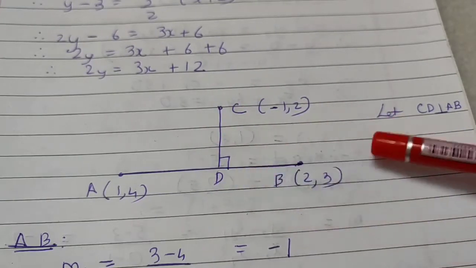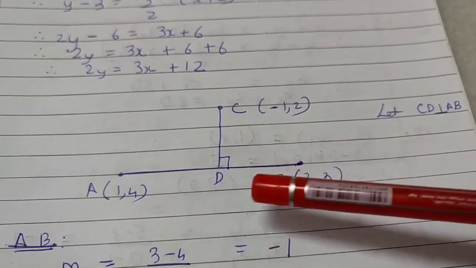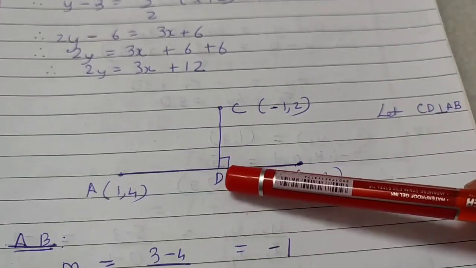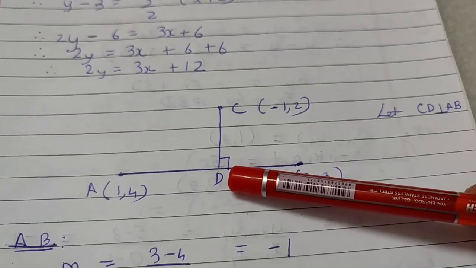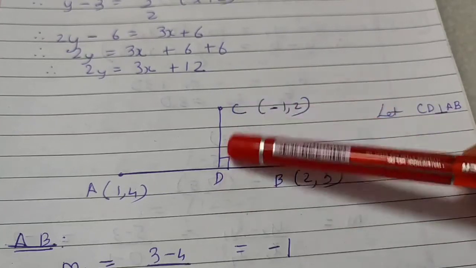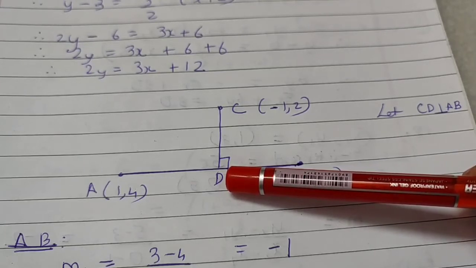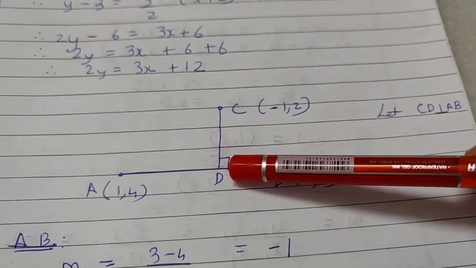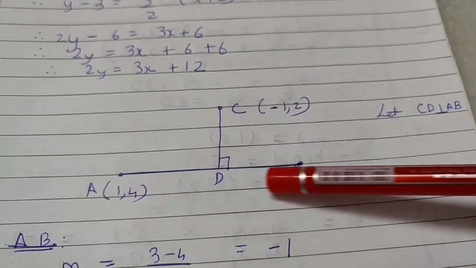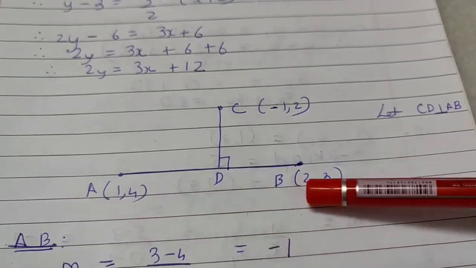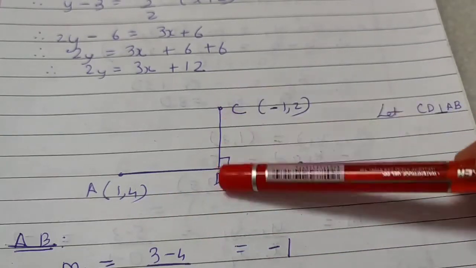We have to mention that let CD be perpendicular to AB because this point D is our invention or assumption. It was not there in the question. In order to find the equation of CD, I need 2 things. Always we need 2 things. Either I want 2 points, or I want 1 point and 1 slope, or I want 1 point and 1 intercept. Here I have 1 point, but I don't have the slope. But since it is perpendicular to AB, I think if I find the slope of AB, I will be able to find the slope of CD.